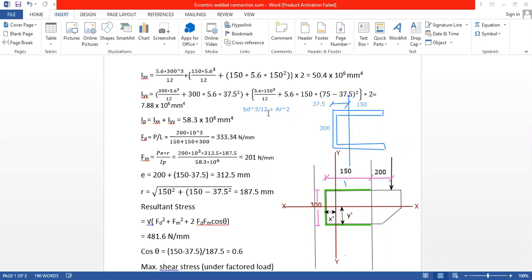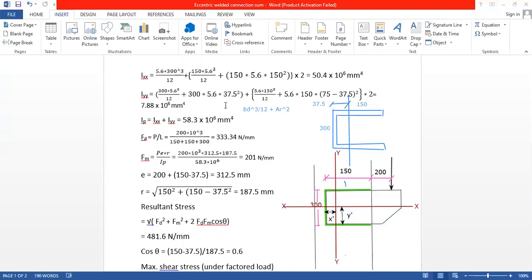And ar square, a is the area. Area is 300 into 5.6 mm. And r is the distance of this strip from my y axis. So the distance of this strip from the y axis is 37.5 mm. So that is what I have written here. I think this is clear.